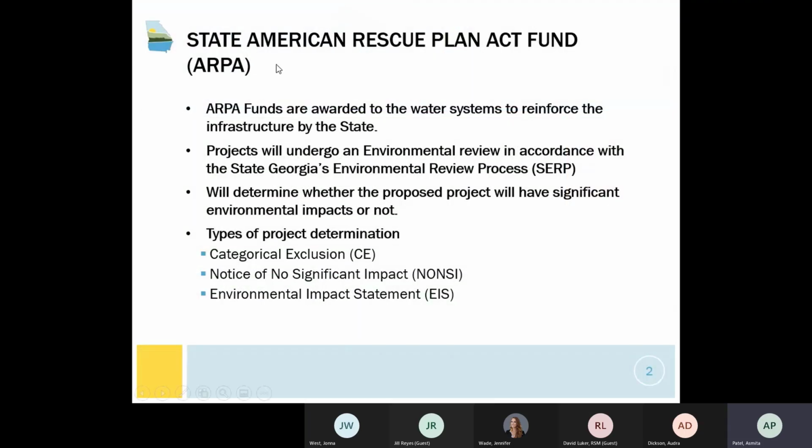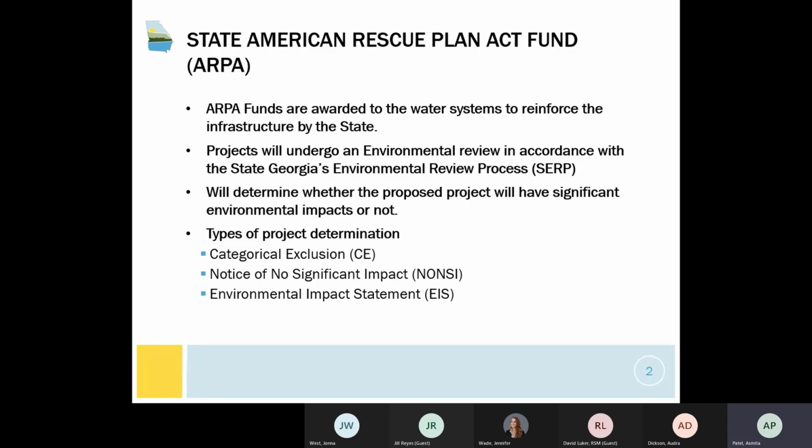ARPA funds are awarded to the water systems to reinforce the infrastructure by the state. As you all know about the GEFA projects that undergo a complete environmental review, the ARPA projects will also undergo an environmental review in accordance with Georgia's environmental review process. Depending on the project scope, EPD will determine whether the proposed project will have a significant environmental impact or not.